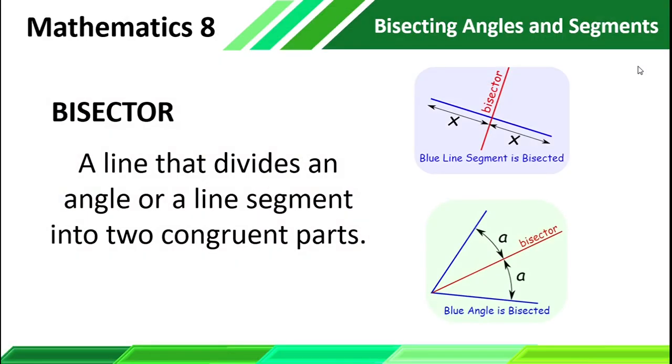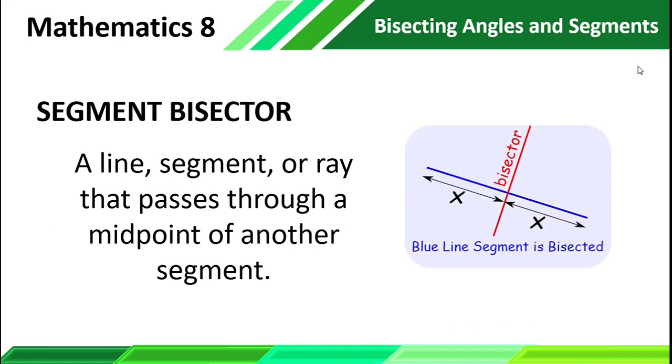From the video that we've watched, it was mentioned the word bisector. What do we mean by that? When we say bisector, it is a line that divides an angle or a line segment into 2 congruent parts. So we have different types of bisector. The first one is segment bisector. It can be a line, segment, or ray that passes through a midpoint of another segment.